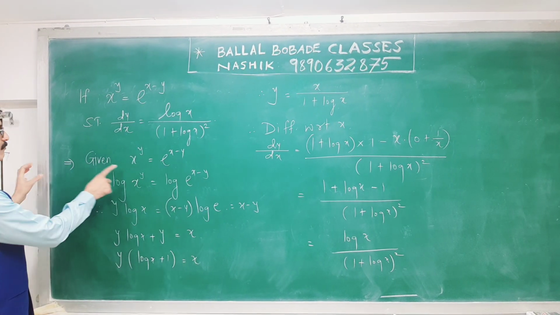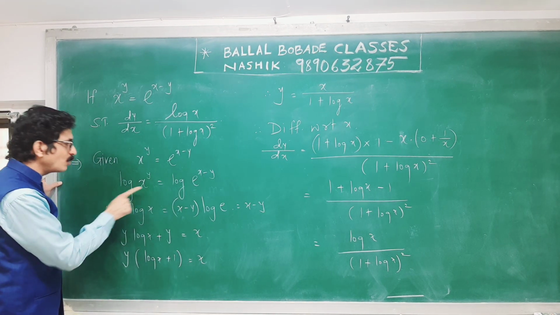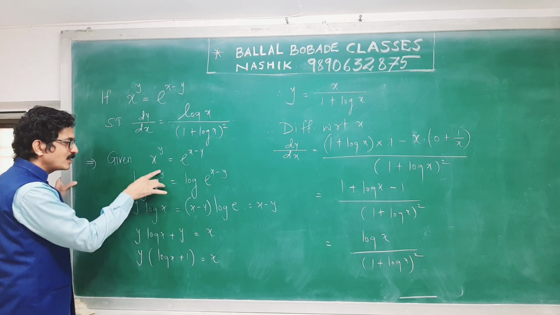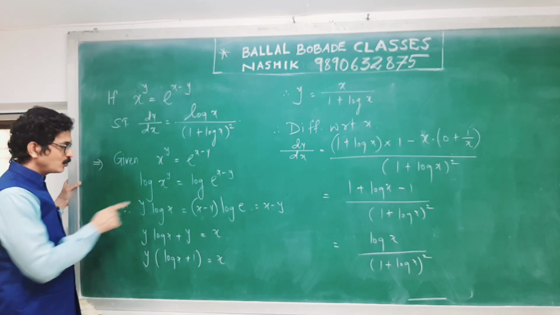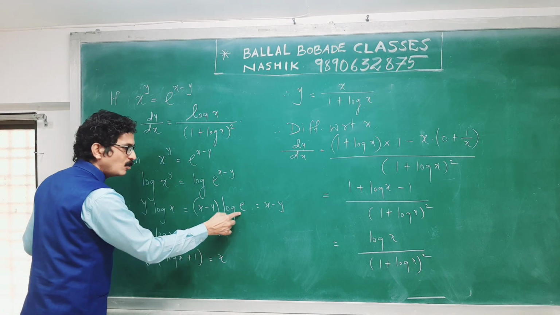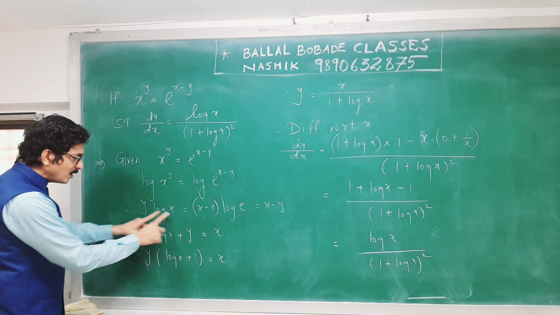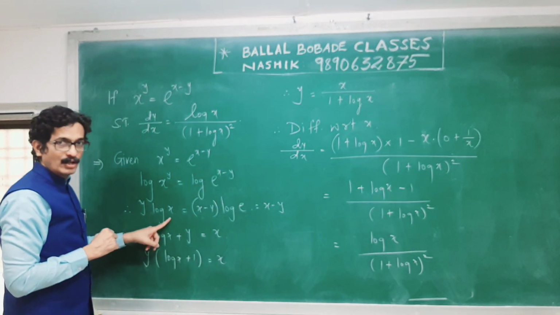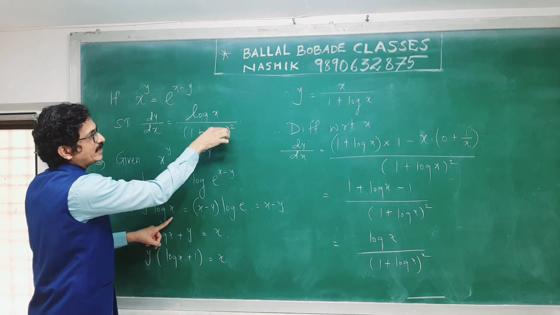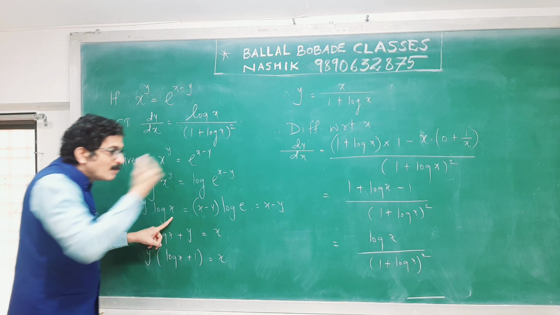So we should begin with x raised to y equals e raised to x minus y. Taking log on both sides, what you get is y log x. Log of a raised to m is m log a. So it is y log x equals, log e is 1, and therefore what remains is x minus y. You see, y log x is x minus y. You should not directly differentiate now, because the right side contains no y term. So let us try to get y in terms of x.